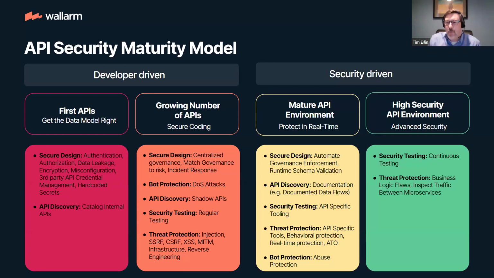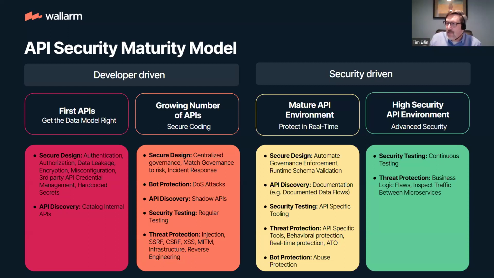And then this is where we think threat protection tends to show up. Some threat protection at least. So you start looking at capabilities to protect yourself from basic attacks that might be coming across targeting those APIs. And then somewhere in this space, there's a shift from that developer-driven to more of a security-driven approach to API security in this maturity model.